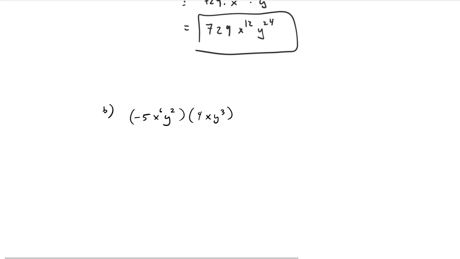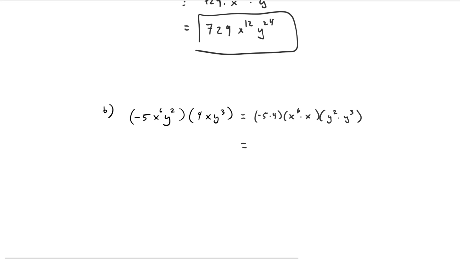Let's rearrange this. Because multiplication is commutative, I can rearrange the terms. So let's put the numbers together. So we have -5 times 4. Let's put the x's together. X to the 6th times x to the 1st power. And the y is y squared times y to the 3rd power.